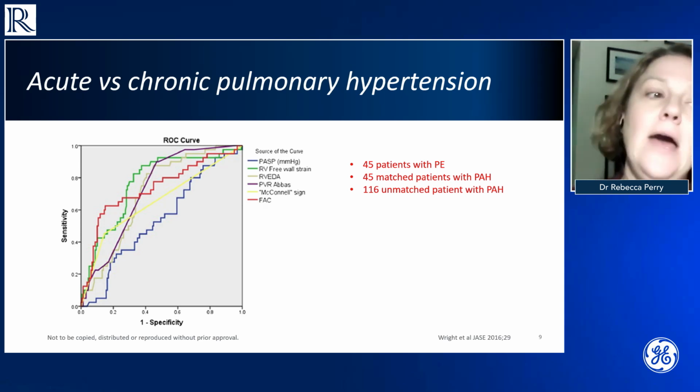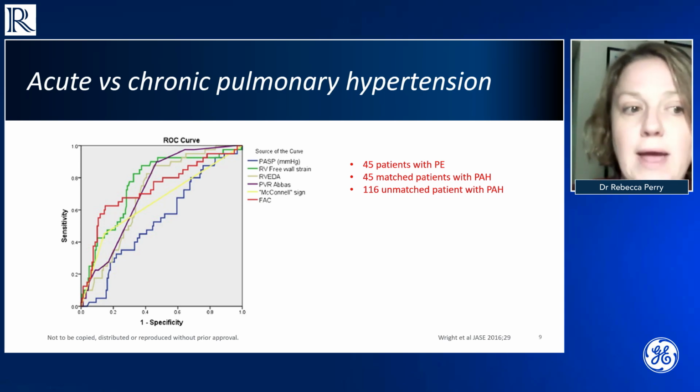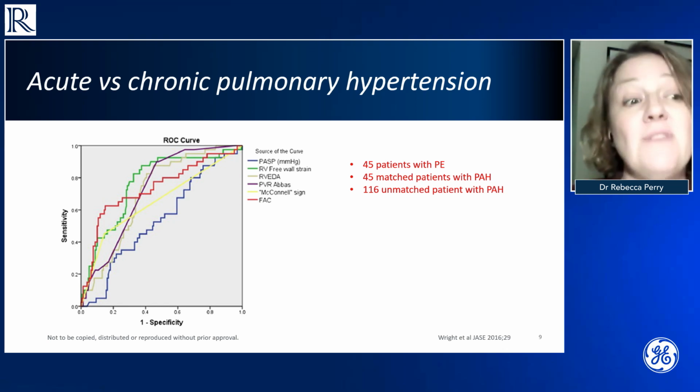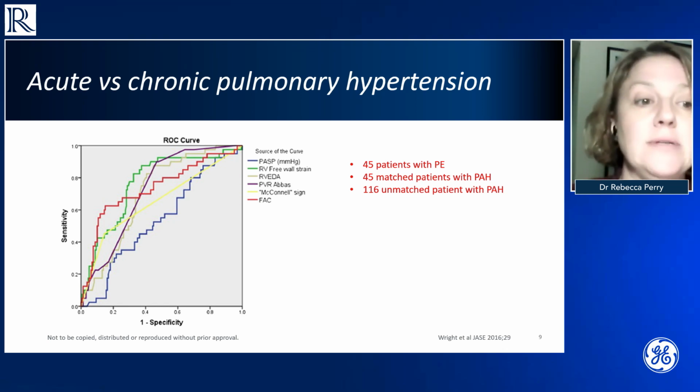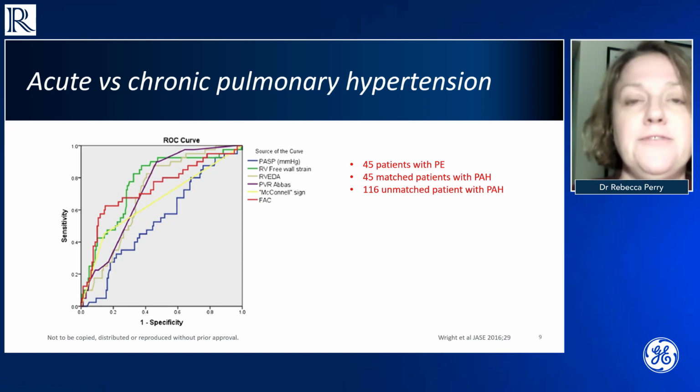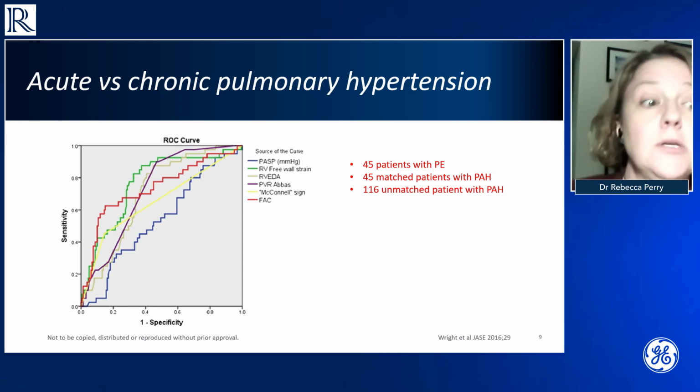So you can see that a cutoff of minus 17.9 for right ventricular free wall strain, shown by the green line, demonstrated the largest area under the curve, even when compared to things like McConnell's sign, pulmonary vascular resistance, and pulmonary artery systolic pressure. So why is this important? Well, it's really critical for us to determine the difference in a breathless patient between acute PE and chronic pulmonary hypertension because of the treatment conditions.